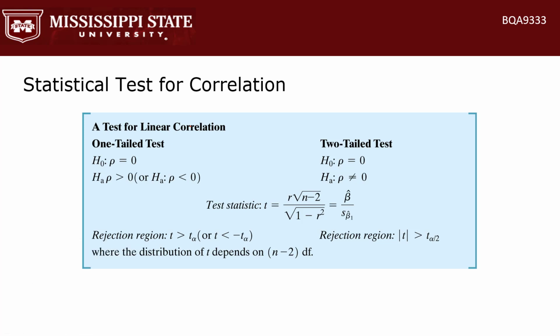So, if you look at the one-tailed, now this is, as I said before, the population value row. So again, our sample value, what we're making inference from, is R, and our population value is rho. Looks like that.